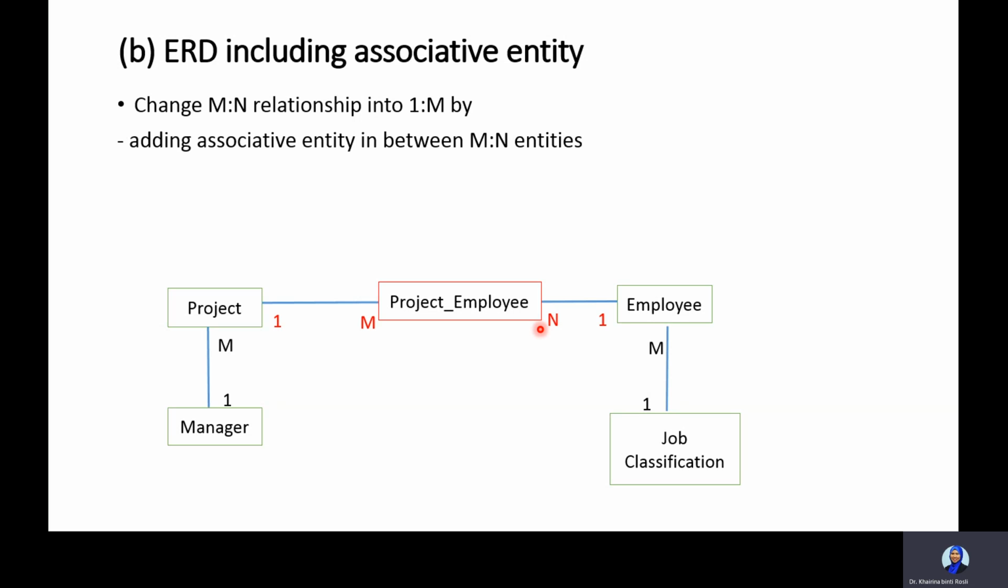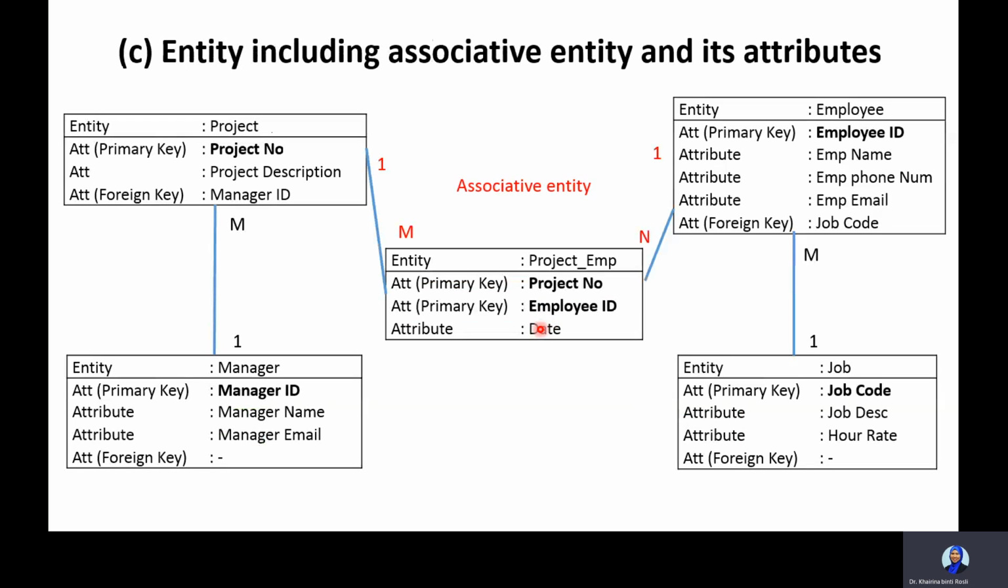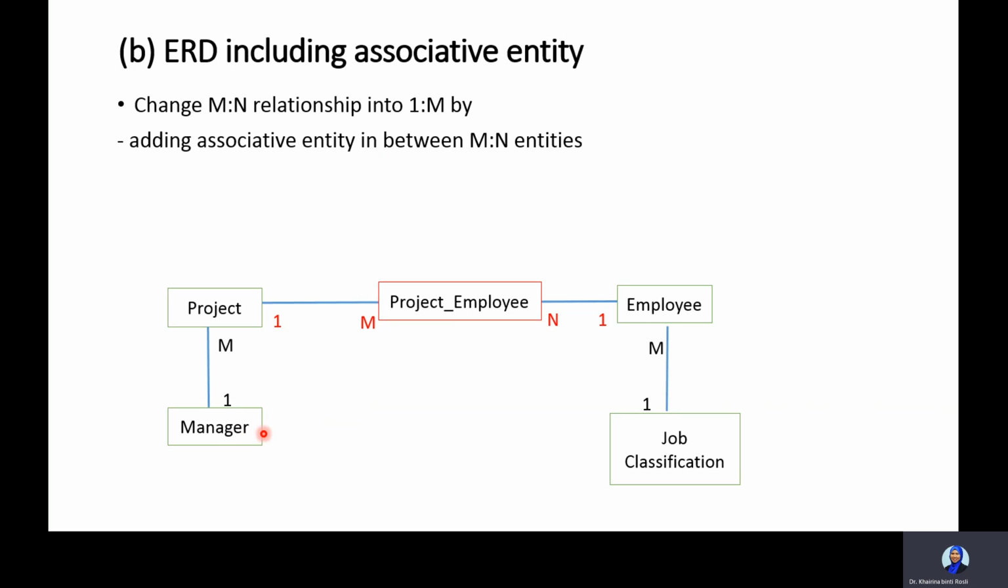Okay, next, the question asks you to create or to identify the attributes for each of the entities, including the associative entity. So including the primary key and also the foreign key, if any. Just now we have created manager, project, project employee, employee, and job classification. Now each of these entities must have its attributes. Remember, attributes are the characteristics of the entity. So we have to identify what are the characteristics for each of these entities.